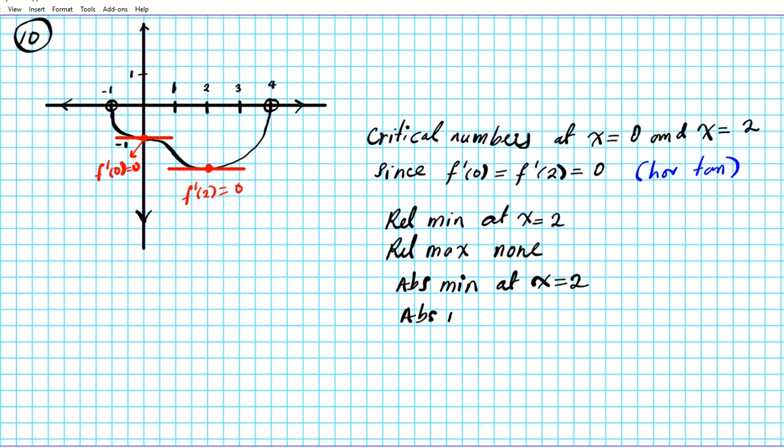For absolute max, guess what? Since we have no relative max, there is no way we're going to have an absolute maximum, because all absolute extrema are relative extrema also. So if you don't have any relative, you're guaranteed not to have any absolutes. Okay, so that's that for question number 10.